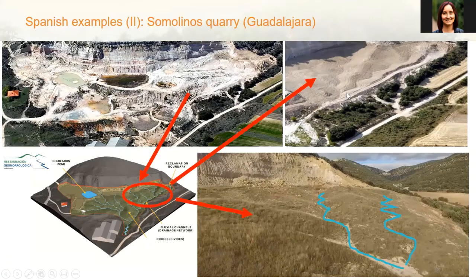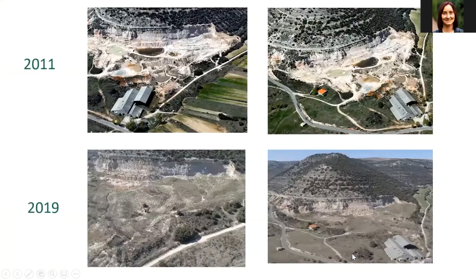Here you can see the first hectare that we restored with this methodology. Again, you can see the channels, rounded hills. This is the base level to which we connected the first hectare. And now you can see a view of the reclaimed area nowadays. In the upper pictures, again, you can see the degraded area prior to the geomorphic reclamation. And in the bottom pictures, you can see the reclamation nowadays.